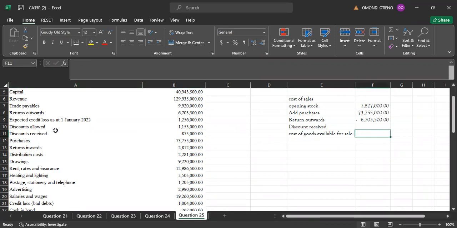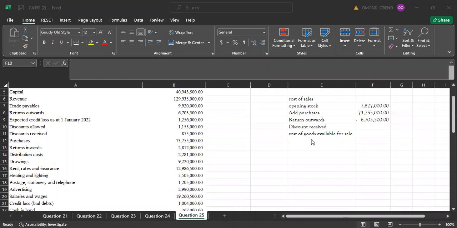The discount allowed is what you give to your customers. It reduces the amount you are going to claim from your customers in the name of sales. So this discount received, is it an income or expense? Yes, it is an income.